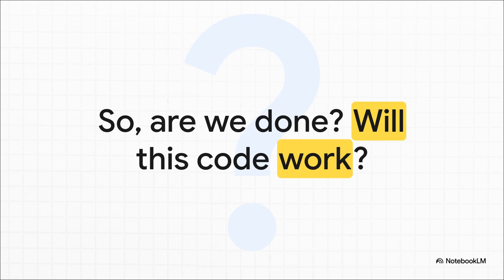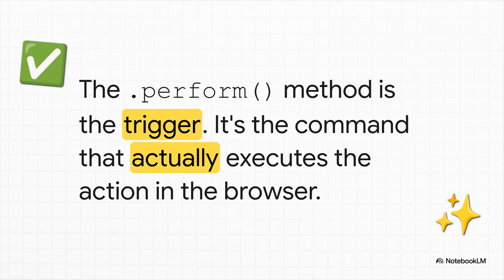Absolutely nothing. That's right, your script runs, no errors, but the mouse on the screen doesn't move a single pixel. So what gives? You're missing this little guy right here, the .perform method. This is everything. This is the trigger. This is the command that says, okay, I've lined up all the instructions. Now actually do it in the browser.